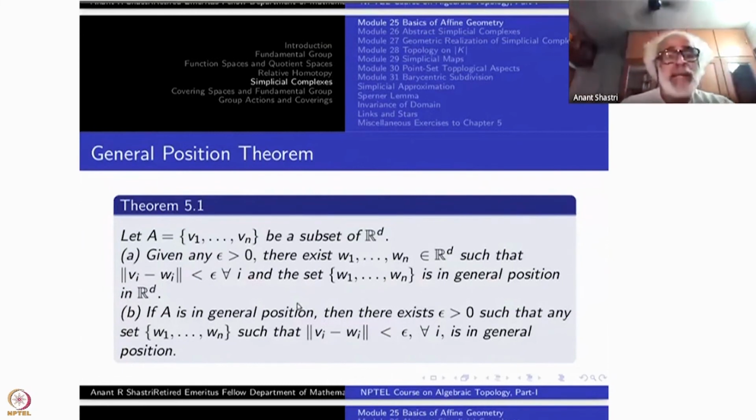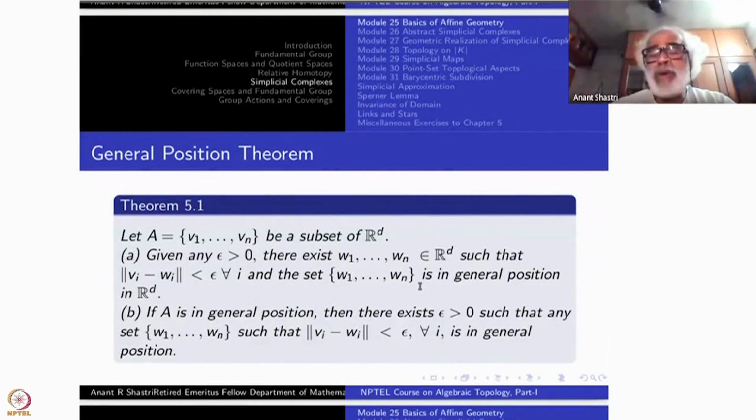That is the theme of the theorem here. Take any n set inside Rd. Given an epsilon positive, there will be points W1, W2, ..., Wn such that they are epsilon close to the corresponding Vi. The norm of Vi minus Wi is less than epsilon. Of course, if that were the only condition, I could have taken Wi equal to Vi. And these W1, W2, ..., Wn are in general position now.